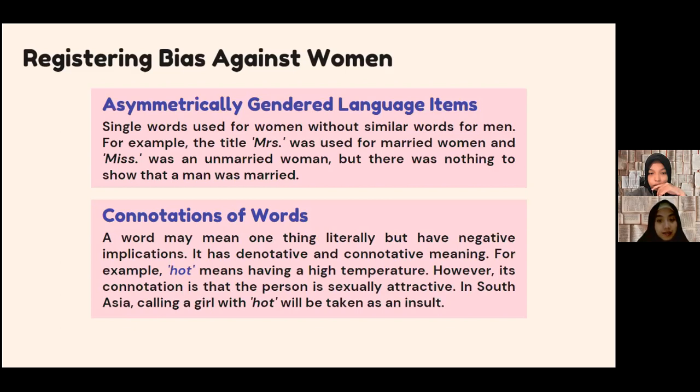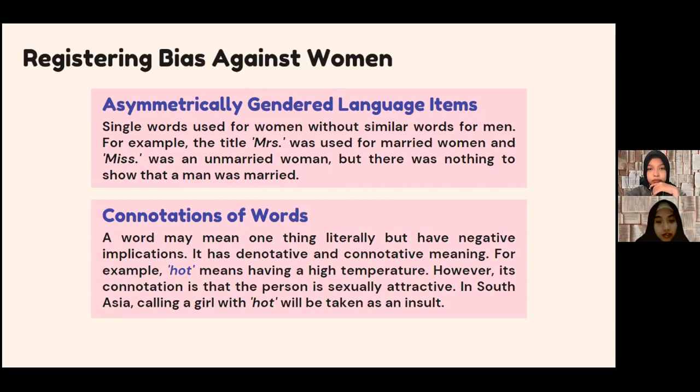Next is asymmetrically gendered language items. A single word used for women without similar words for men. For example, the title Mrs. was used for married women and Miss was for an unmarried woman, but there was nothing to show that a man was married. It is still Mr. Right? This was objected to by feminists because it meant that women were identified in relation to men.